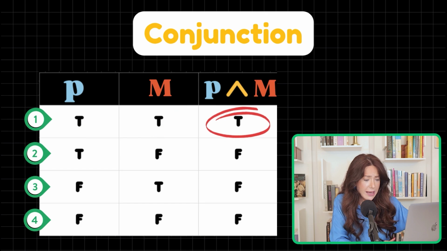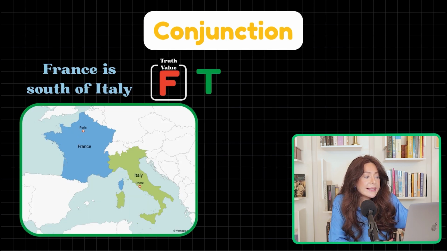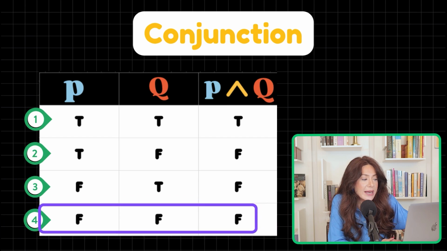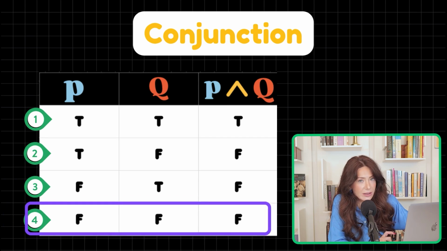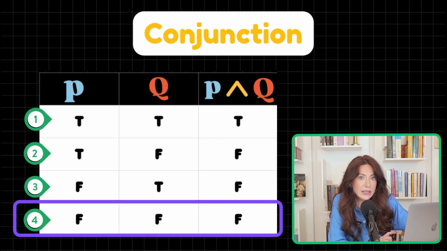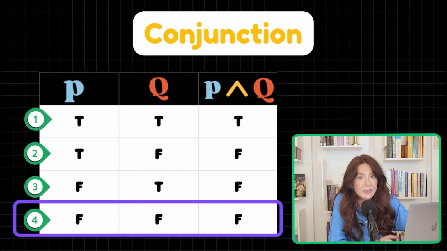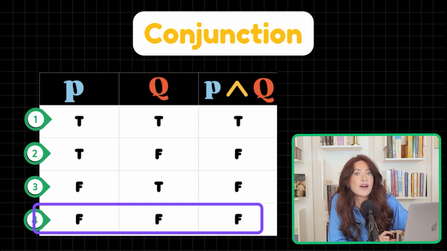So let's examine that. France is south of Italy. False, right? Because it's actually north of Italy. New Zealand is in Europe. It's false, right? So if we have that scenario where both conjuncts are false, we're in line 4, and the conjunction P and Q is false.